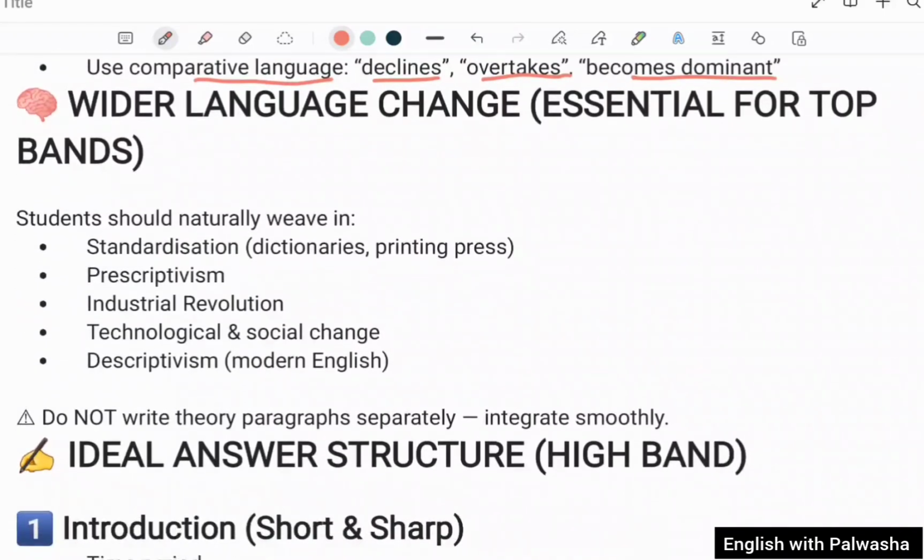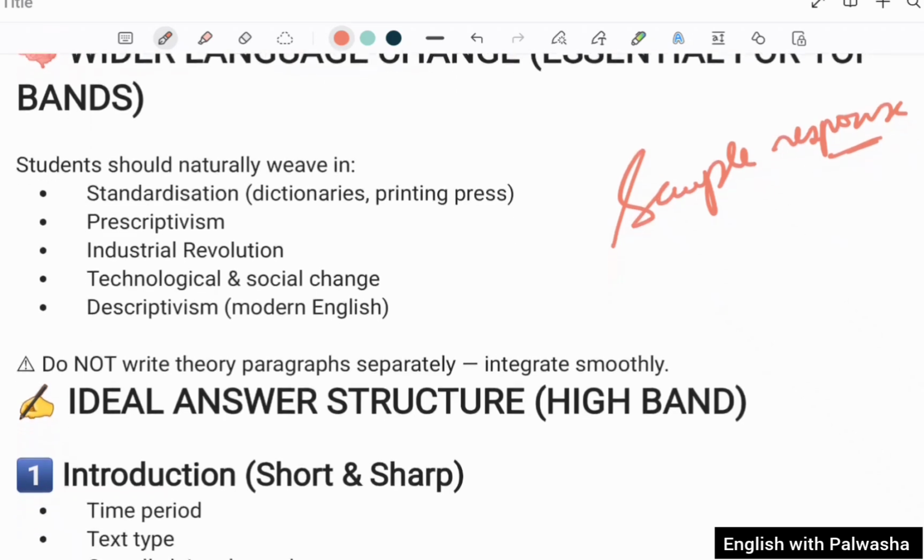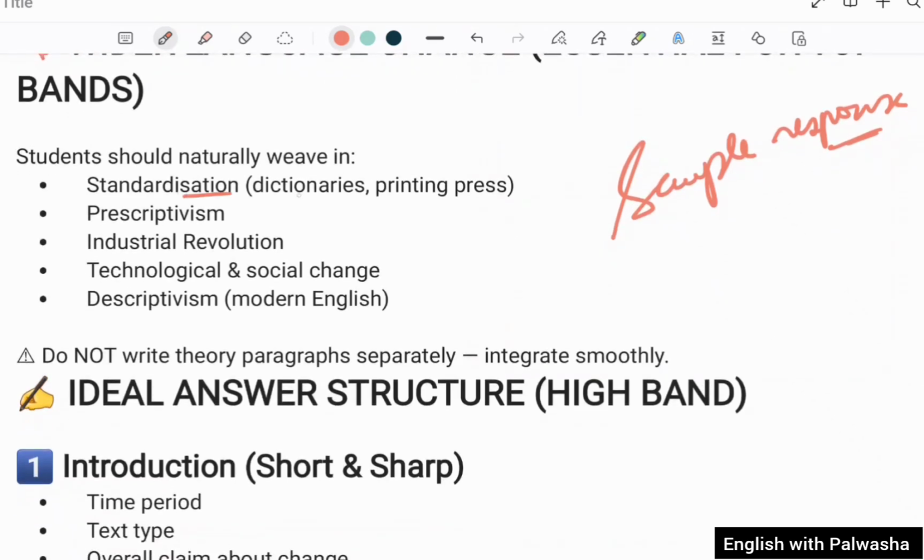Now, wider language change. I'm going to definitely show you a sample response, so you need to be with me until the end of the video to see it. You can learn some of the words and sentences and create your own answer like that. You have to naturally weave in standardization, dictionaries and the printing press. Comment on it.